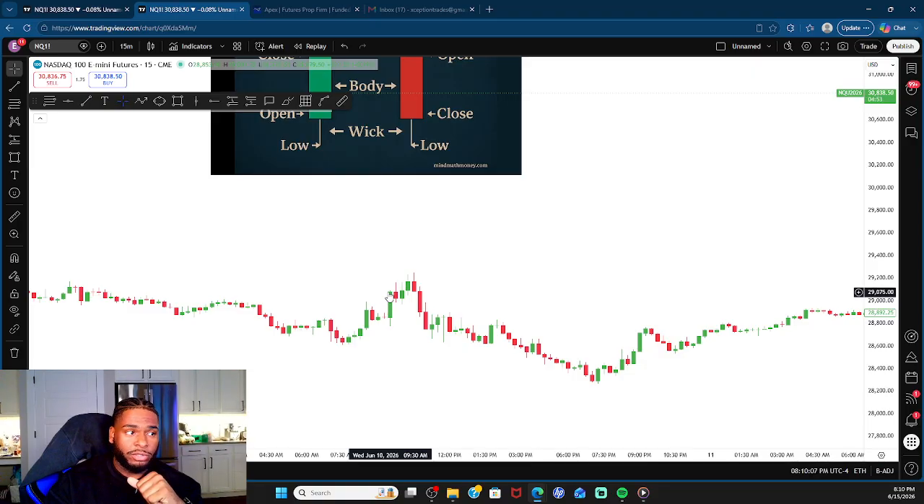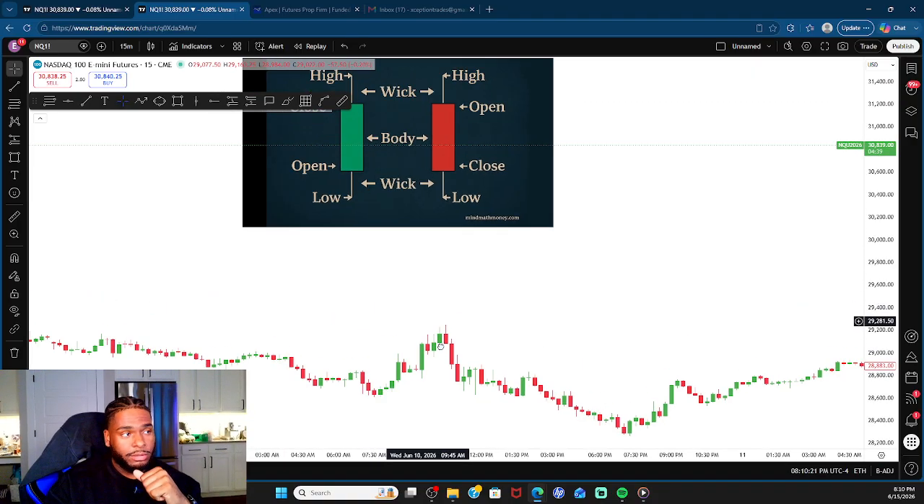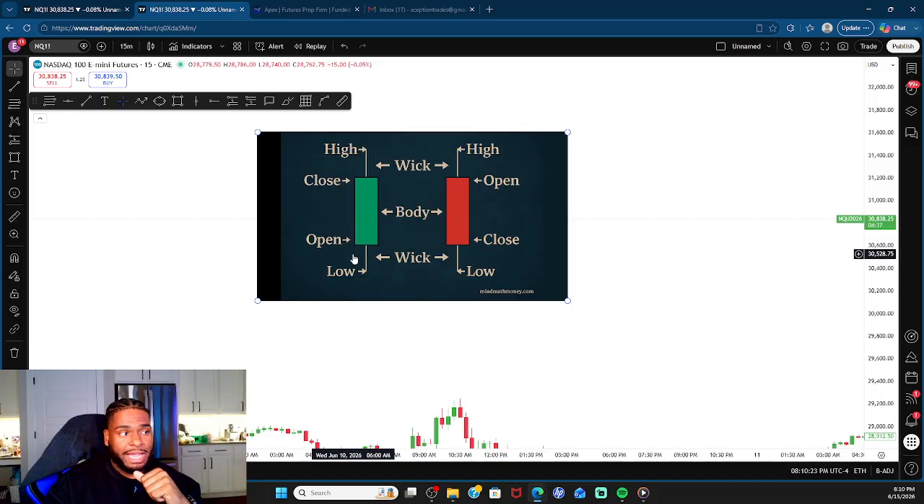Closed around 29,000. It's higher than where it started. That's why that candle is green. Our wicks, again, it wicked as low as here. Small wick to the upside and closed there. It's exactly what we see.